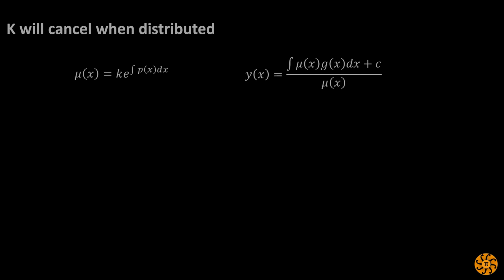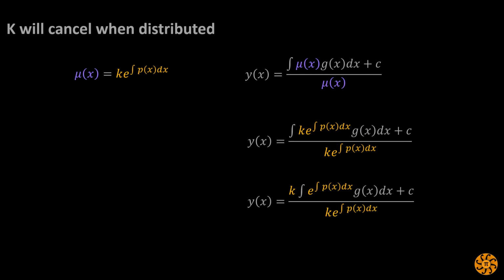k will cancel when distributed, and we can see this if we take our results for mu of x and y of x and substitute mu of x into y of x. We will end up with k in the denominator and a k in the integral. We can bring the k out of the integral because it's a constant, and cancel both k's, leaving us with mu of x equals e to the integral of p of x dx.